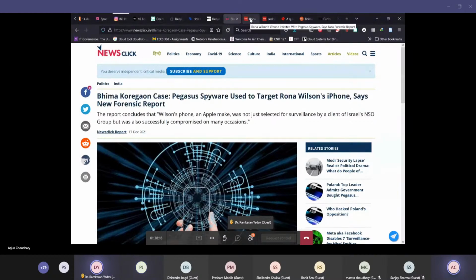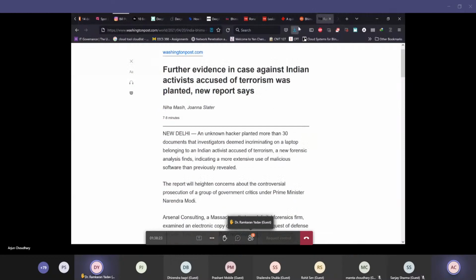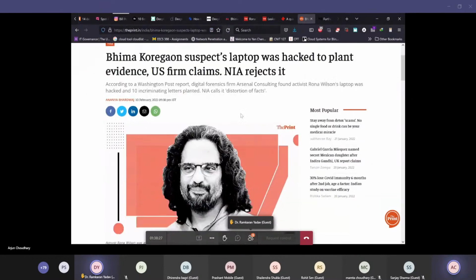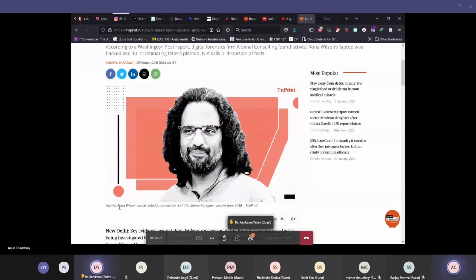ठीक है, तो यहाँ पे जो एक केस हुआ था, it initiated with Bhima Koregaon suspect laptop, है ना? So this was the person, this is known as Rona Wilson. He was arrested in June 2018 because of some Bhima Koregaon case where they had assembled and discussed, and there was some violence. Eventually क्या हुआ कि उसमें there was one activist known as Rona Wilson.